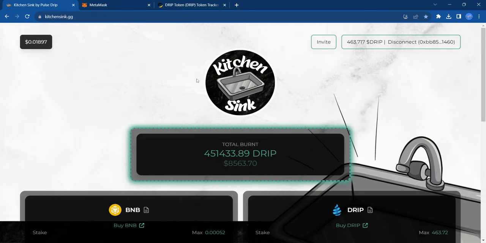And you know, we're looking at DRIP's price. It's one cent, 897, so almost 2 cents. So we're not going to really see that significant price pump until DRIP becomes deflationary.